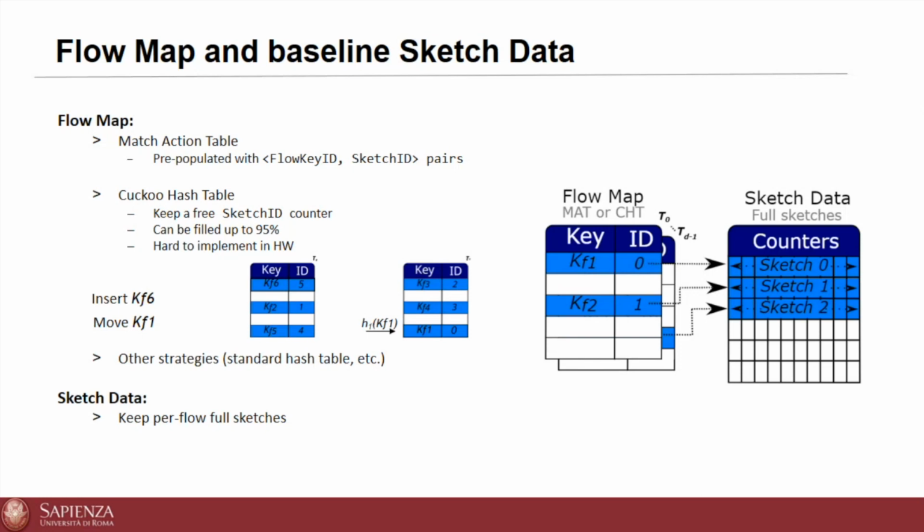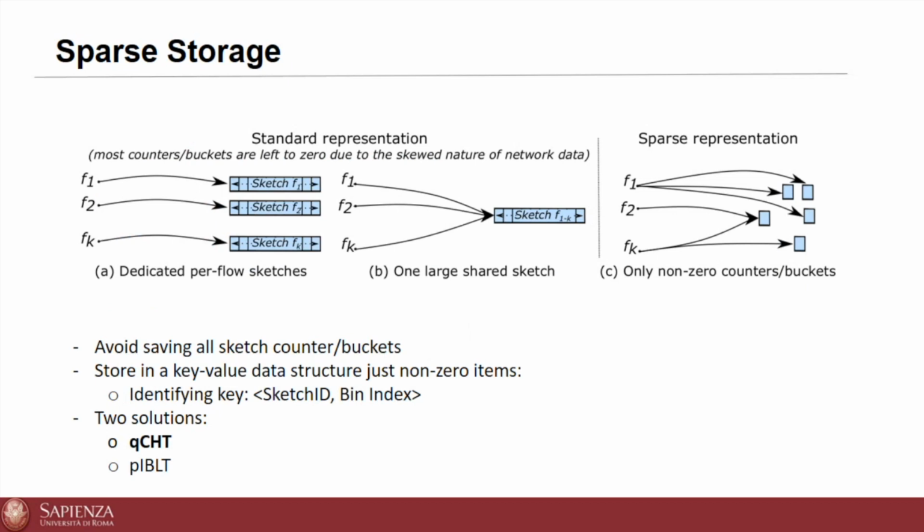For the sketch data part, instead, the baseline implementation is just, as I said before, an array of sketches. So we have this matrix of counters. Each row corresponds to the counters of the buckets for a specific sketch for a given flow, and the sketch identifier just points to an index in this array. Many of the counters are going to be 0, so they are going to be left unused.